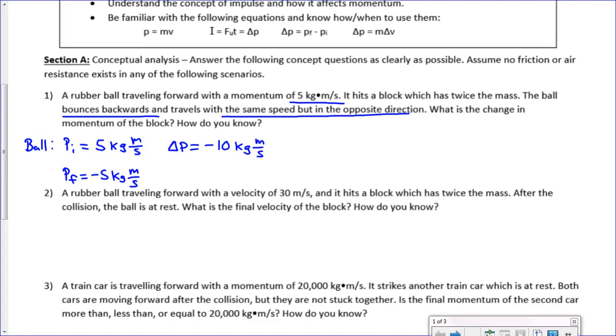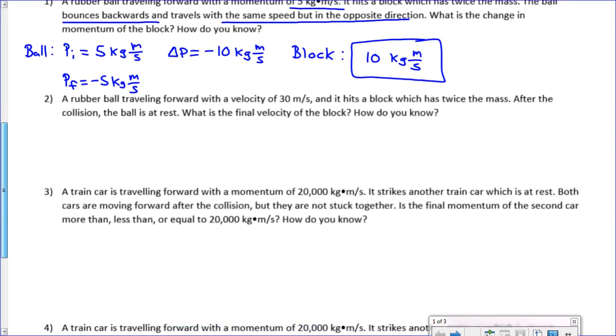All right, so then what we know for the block is that it has a change of 10 kilogram meters per second, because it has to gain whatever the ball lost. And so if the ball lost 10 kilogram meters per second of momentum, by the law of conservation of momentum, the block must have gained that momentum. All right, so that's how that one works.